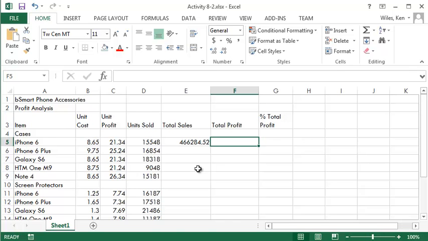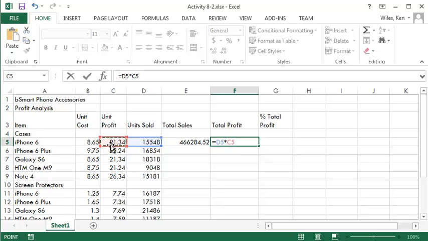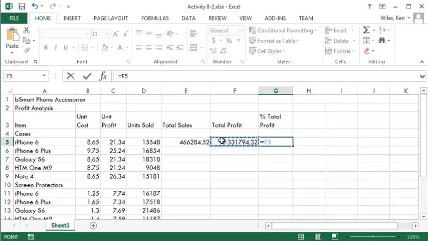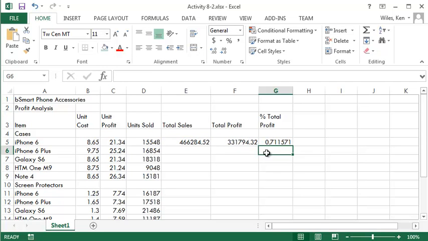Now to figure out the actual profit from that, the profit is figured out just by taking the units sold times the unit profit, so that's pretty easy. So I'm going to do equals units sold times the unit profit. And so here's their profit from the iPhone 6 case. And then finally, I want to figure out what percent of their sales was actually profit. So to figure out a percent, you're usually dividing. And here we're going to do the total profit divided by the total sales. So it's going to be equals total profit divided by total sales. And that gives us the percent of the profit for the case.